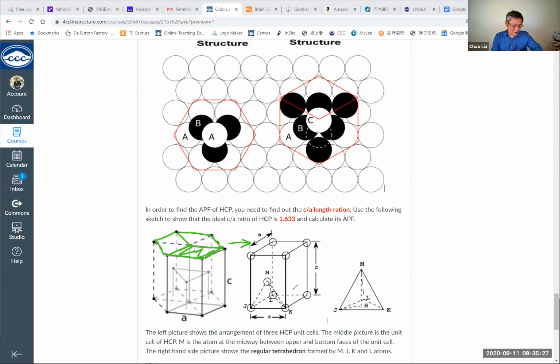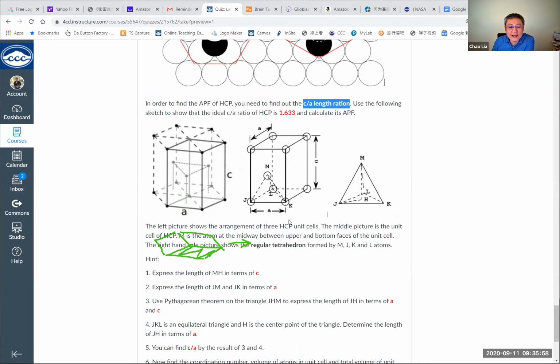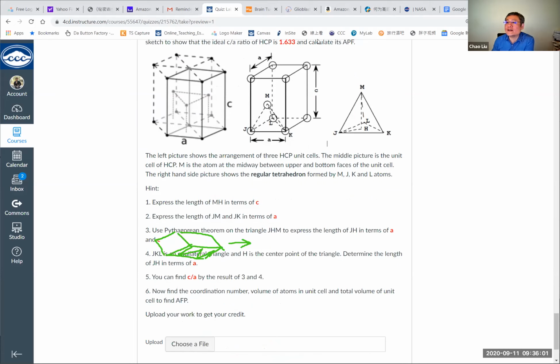So that one you have to calculate what this parallelogram is. And then you need to know the height. And in order to know the height, you have to figure out a ratio between the height and the A. So this is a challenge to find. If you can find it, the answer for that is 1.633. And I give you an instruction on how you can find that.